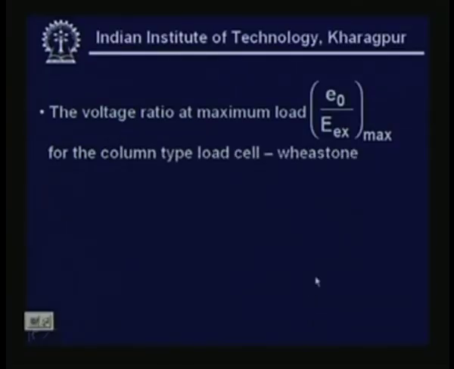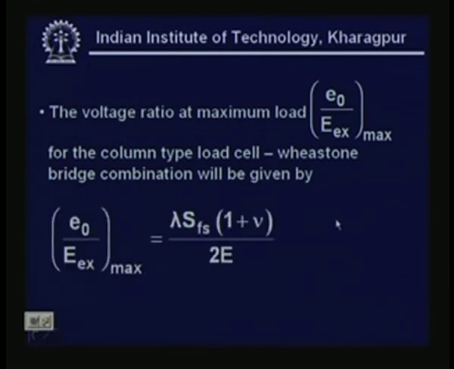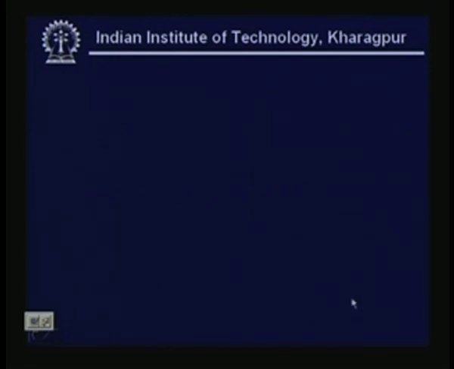The voltage ratio at maximum load, E naught upon E subscript T x maximum, for the column type load cell, will be given by E naught by E x maximum equal to lambda SFS, the fatigue strength, times 1 plus nu by 2 E.